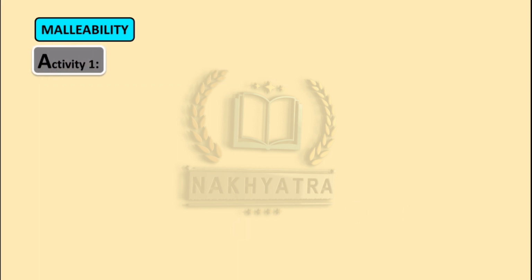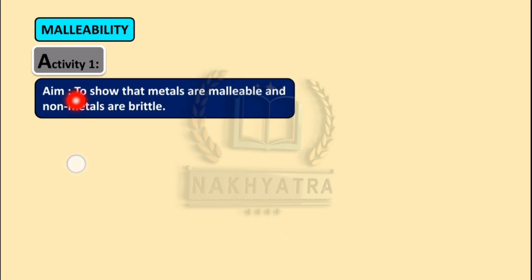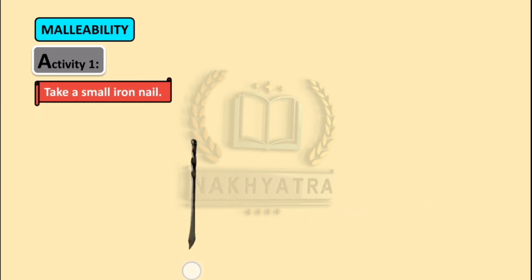Now let us see one activity. The aim of activity 1 is to show that metals are malleable and non-metals are brittle or hard. Take a small iron nail.